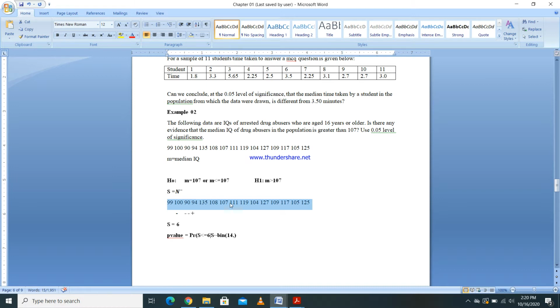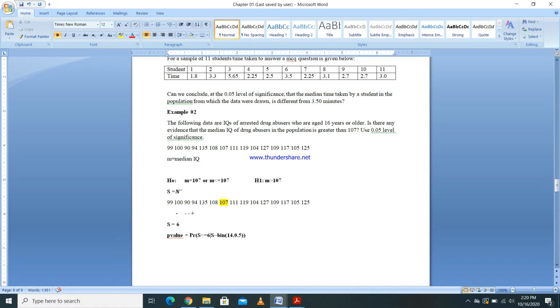But here you have 107. That is, here you have 107. So when you take the difference, it will be equal to 0. So in that case, we are going to omit this observation from our data set. So of the remaining values in the sample, we are left with 14 observations. So our sample size would be 14, and the probability of success is 0.5.